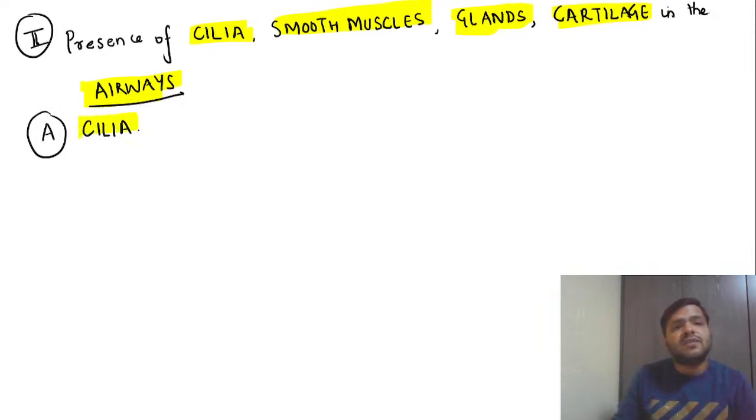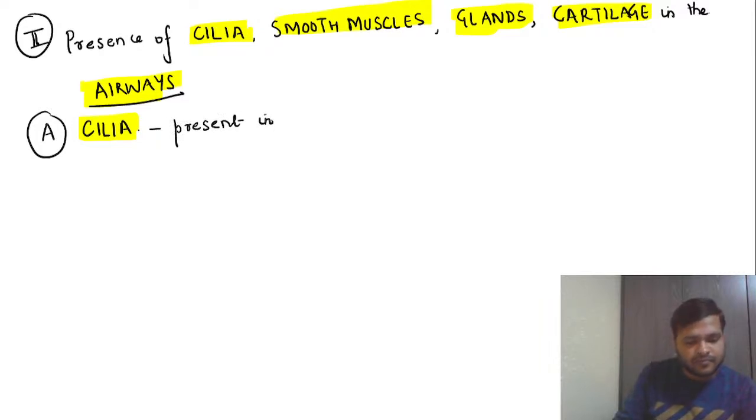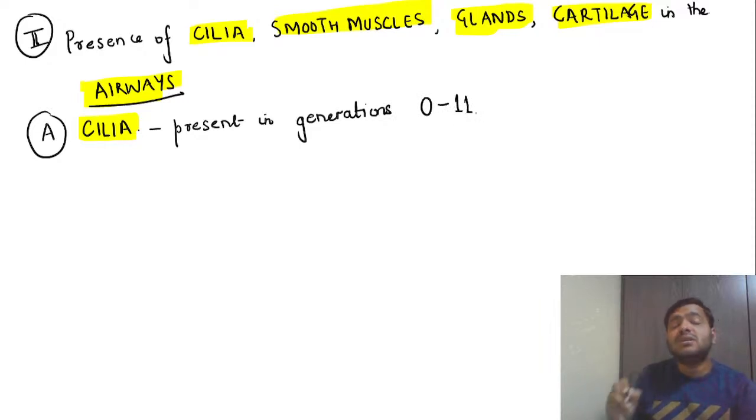So the first topic that we are going to start is the cilia. This is the second topic in the airways. Write down, it is present in generation 0 to 11. You cannot leave physiology, anatomy and biochemistry without the basic subjects.